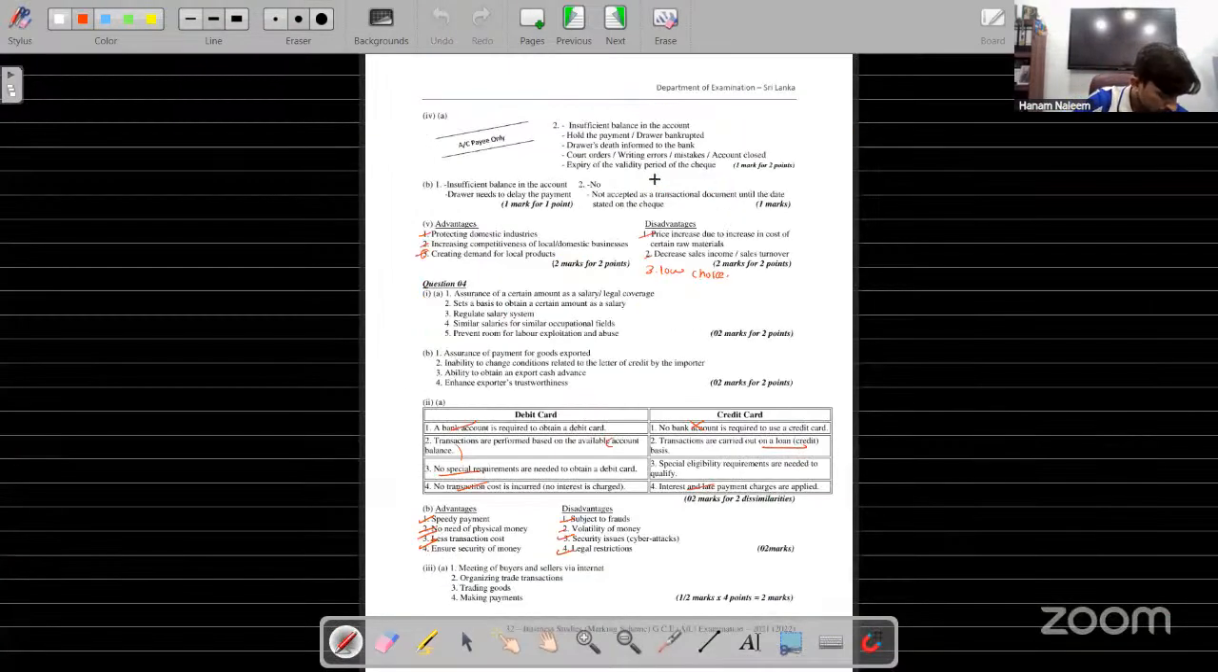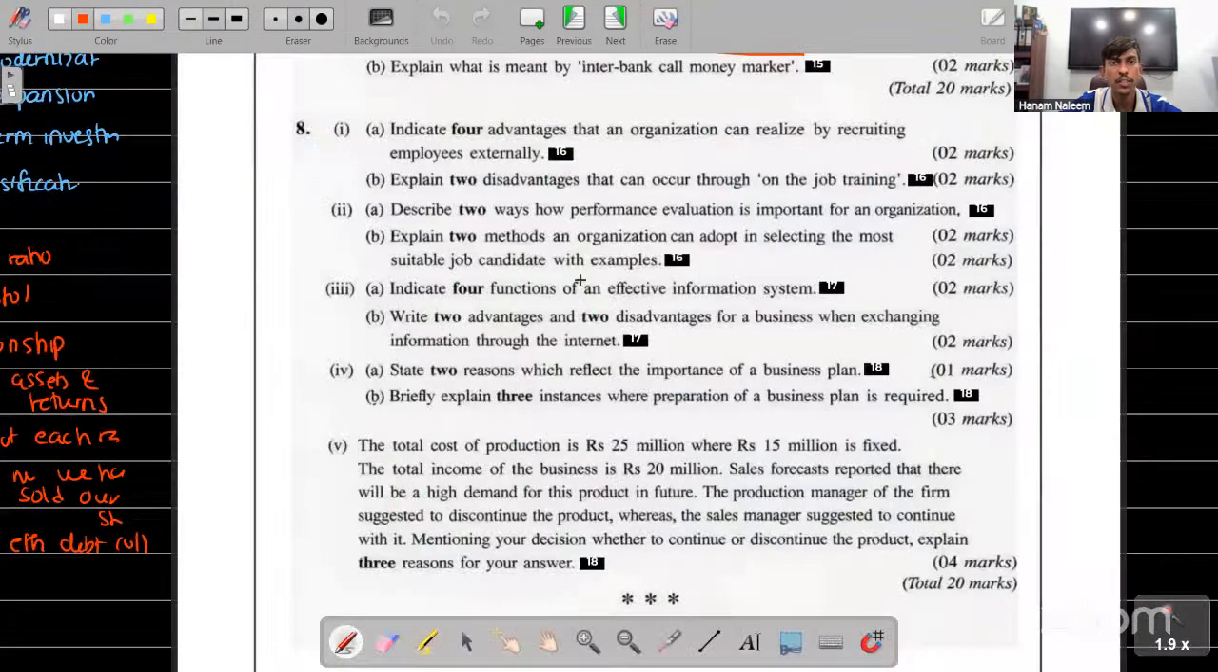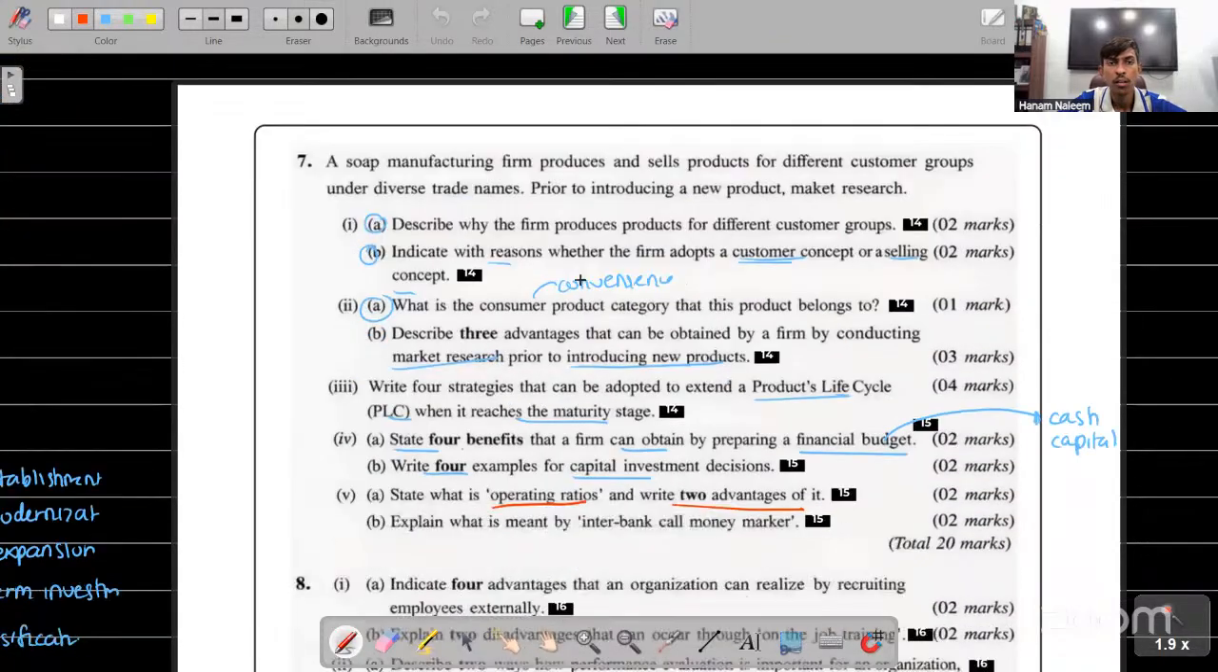Okay, fine. Then 7.1. 7.1, what's the question? Is that all?